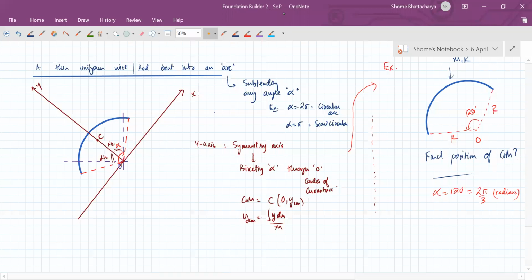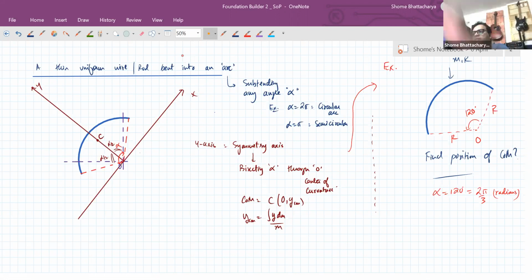So radius is r, no? Radius is capital R. So it will come as a formula in terms of capital R, but that formula will have alpha somewhere involved in it. Okay. So let us set up the integration first. If you have already done it, just continue with the integration part.